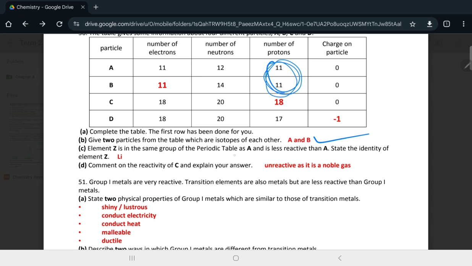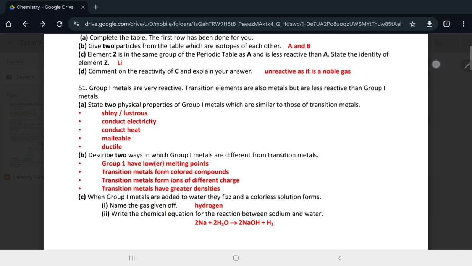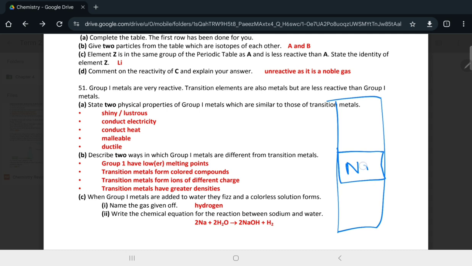Okay, element Z is in the same group as A, less reactive than A. So it's in the same column as A, and if you see here we have hydrogen. You open the periodic table. I don't have the periodic table with me, but I will draw you the column. You have this group, and on this group you will have sodium, which has atomic number of 11.